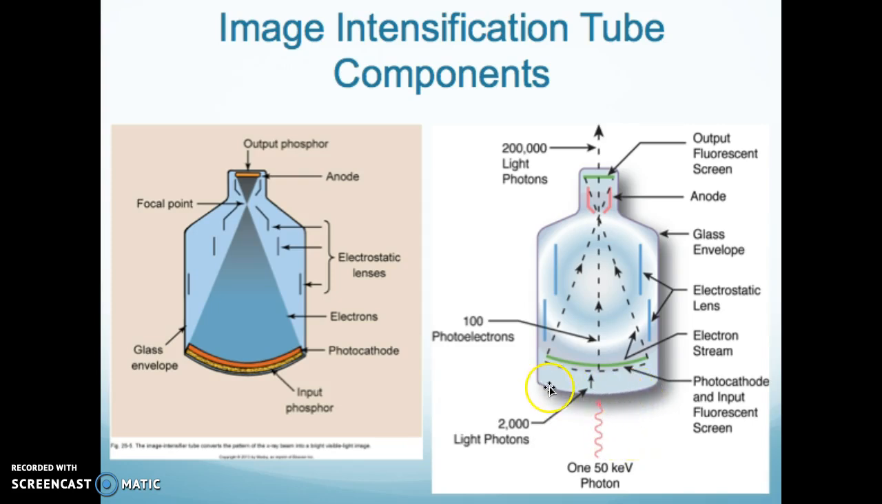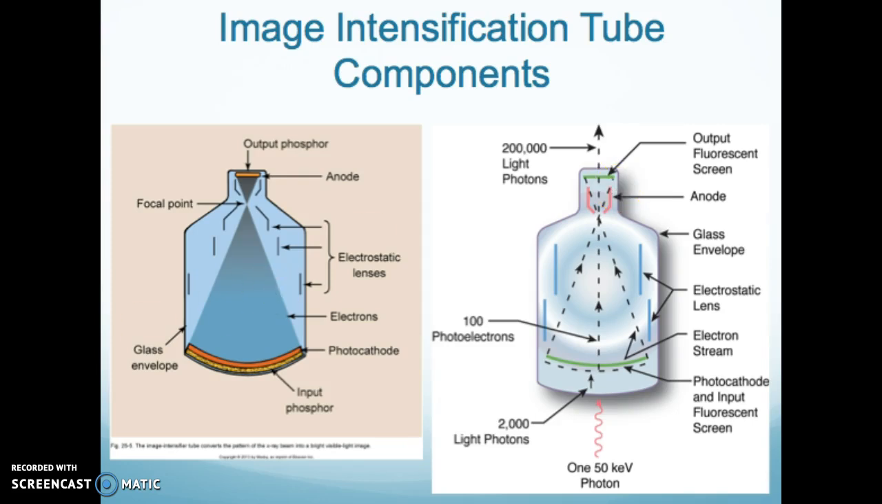So here is your input phosphor with your photocathode. Here they have them just reset a little bit, which is fine. Coming through, these are photoelectrons and they go to the focal point. And here's your anode, and we're going to talk about how it has a hole in the middle. That's so that the electrons can come through at the focal point. And here is your output phosphor.